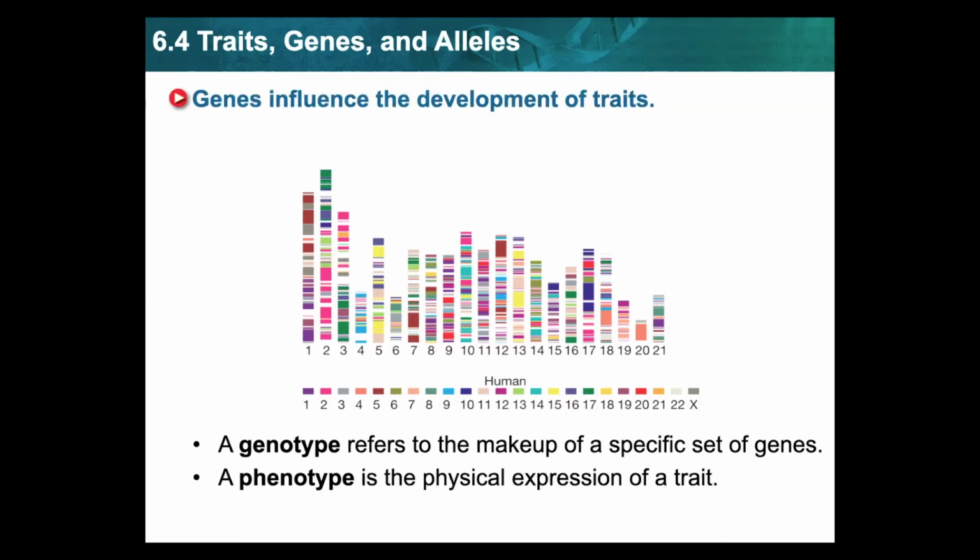Then a phenotype would be the expression of that trait. It's what we can see or observe. So the phenotype would be the actual eye color that we can see on the person, whether they're brown or blue.